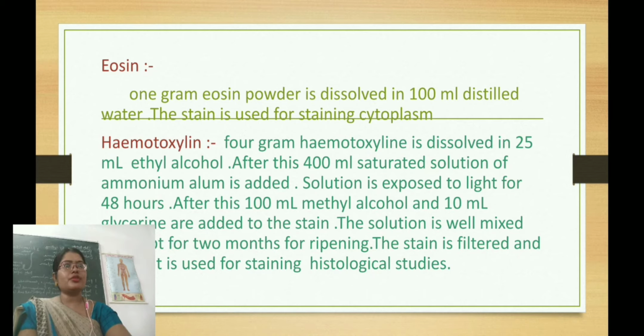Our next one is eosine. Eosine is used for staining cytoplasm. So 1 gram of eosine powder is dissolved in 100 ml distilled water and the stain can be used.